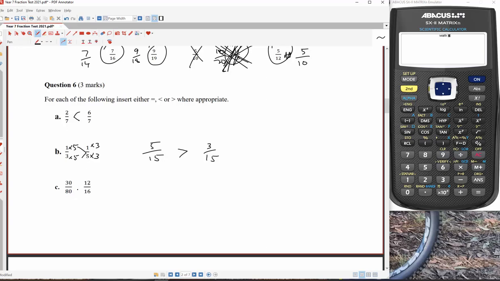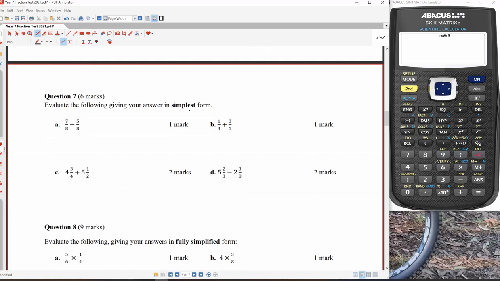Now this one here, do you need to actually find fractions of equal parts? That's my question here. So many of you tried to on this one here, but if I look at this, 30 parts out of 80 and 12 parts out of 16, this is much closer to 6 parts out of 16 or 1 half than this is. This is less than a half, this is more than a half. So that one automatically is less than 12 on 16.